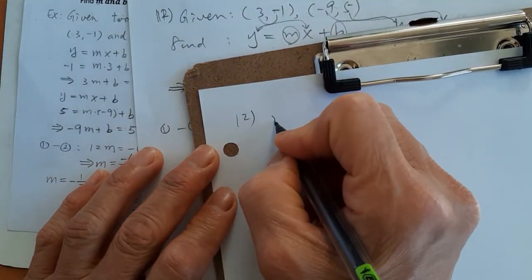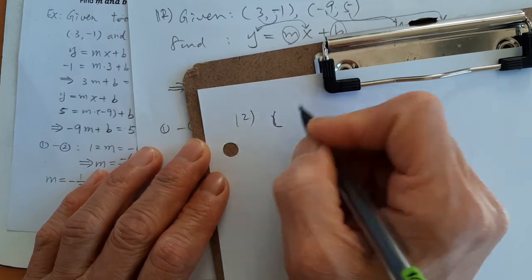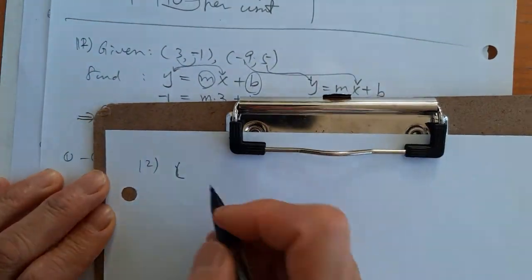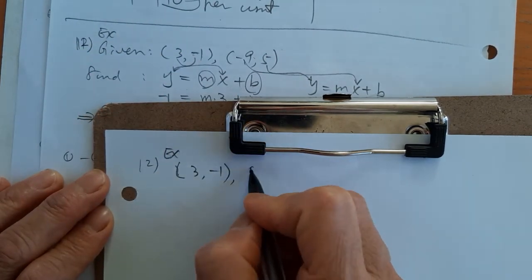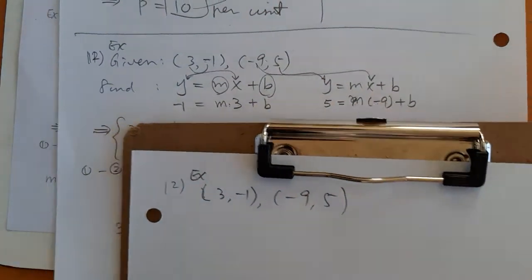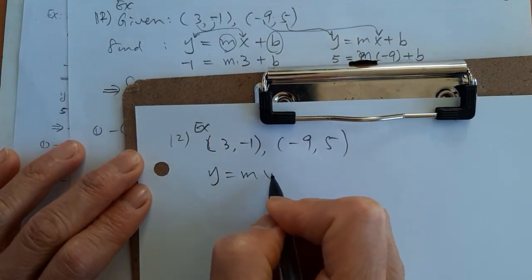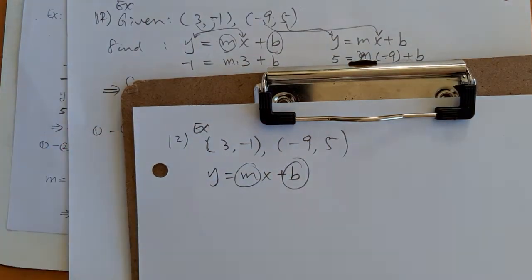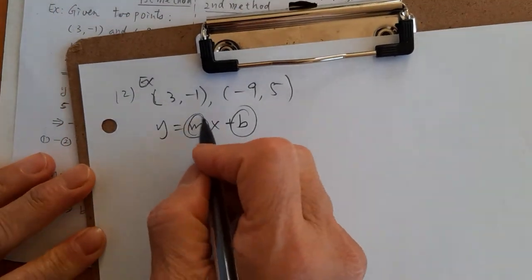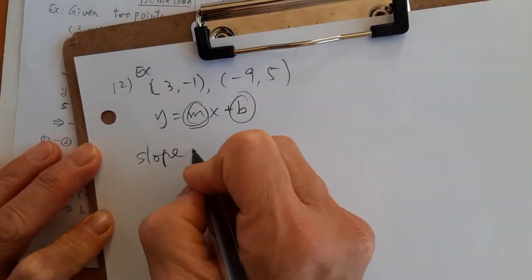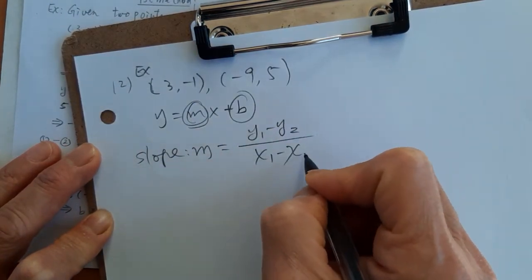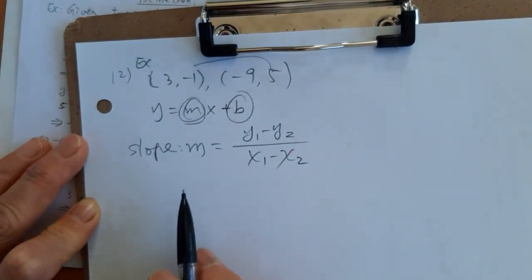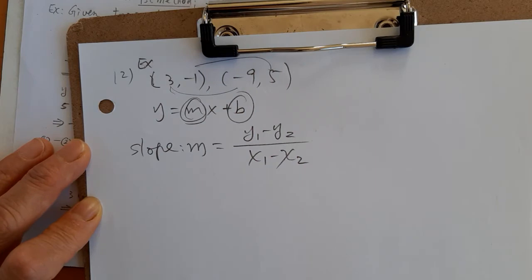Question 12. The second method is, given the 2 points, for example 3, -1 and -9, 5, find y equals mx plus b. Find m, find out the b. You can use the slope formula to get m. M is the slope. M is a y change over x change, y coordinate minus y coordinate over x coordinate minus x coordinate.